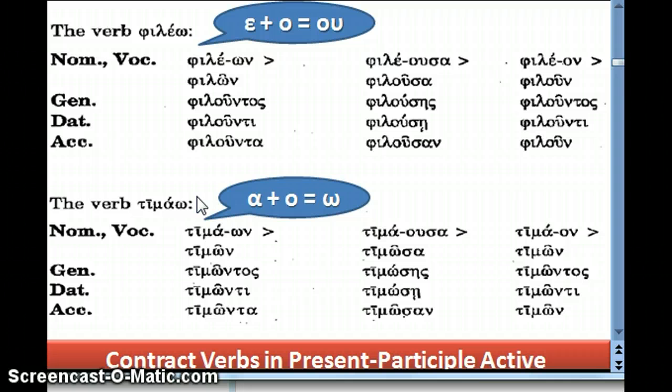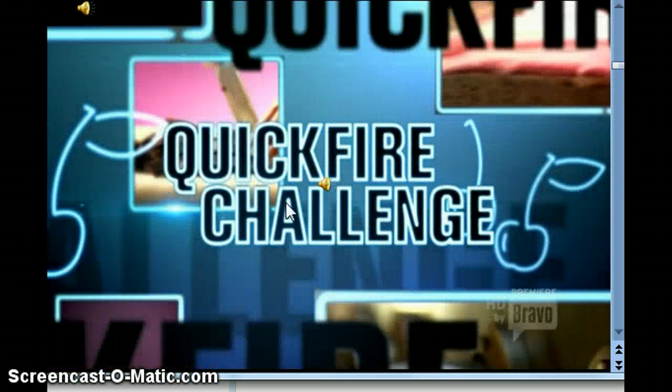Now, what if it's an alpha contract? Well, then you have the symbol alpha plus omicron equals omega. So timon, notice the omega, timontas, timonti. Questions that you'll see on the National Greek exam will ask if a verb is an epsilon contract or an alpha contract. So you'll have to remember the contract rules. If you see an upsilon or an epsilon where it shouldn't be, it's an epsilon contract. If you see an omega, it's an alpha contract.